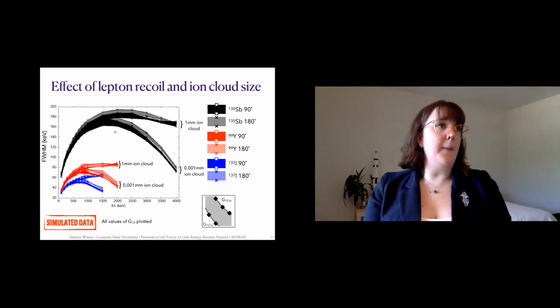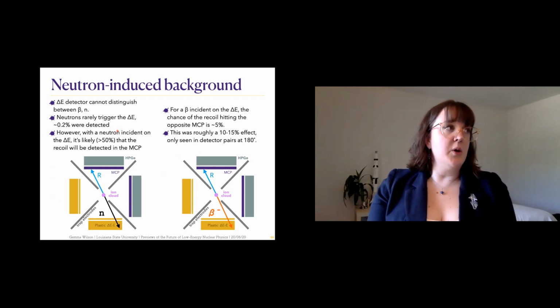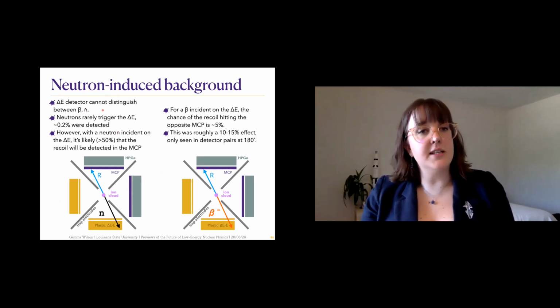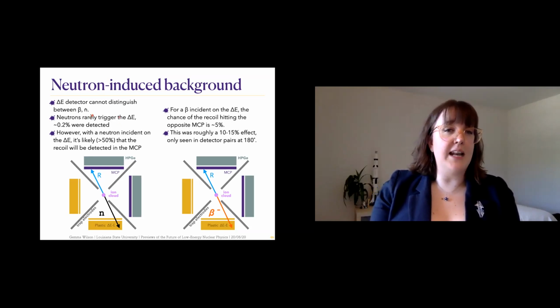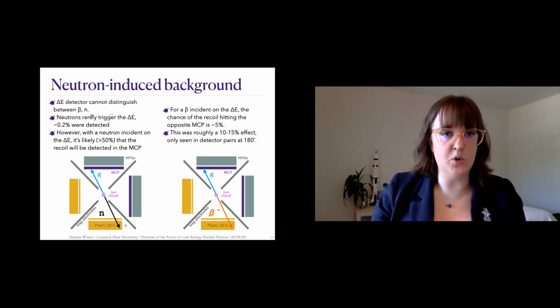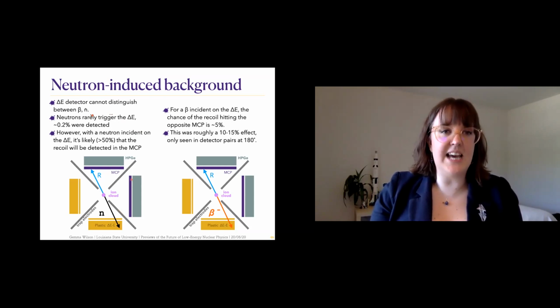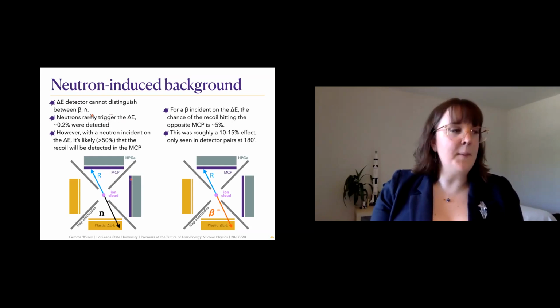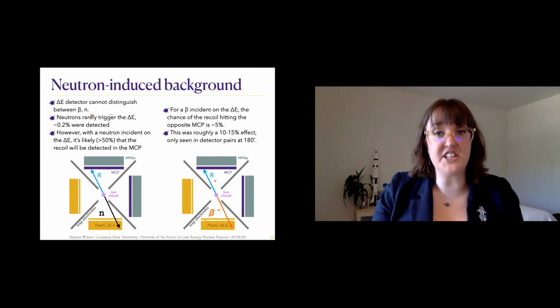There's also an effect of a background with the BPT. The delta E detector can't distinguish between betas and neutrons. And the neutrons do rarely trigger the delta E, maybe 0.2% of the time. But if you have a neutron incident on the delta E, whether you detect it or not, it's likely that in the MCP opposite, you're going to detect a recoiling ion anyway. Whereas if you have a beta that's incident on the delta E, you only actually detect the recoiling ion on the MCP 5% of the time.